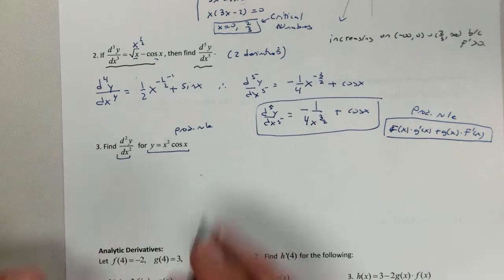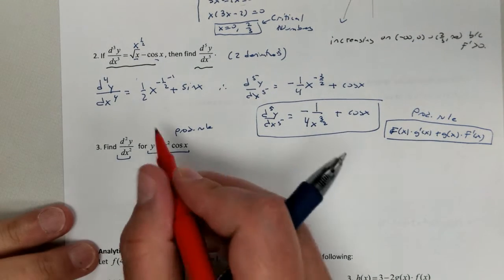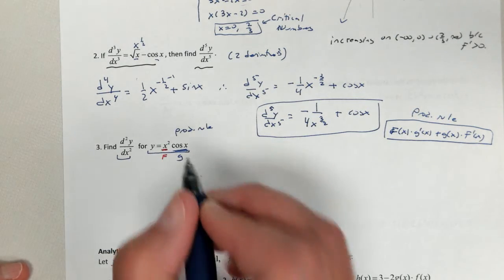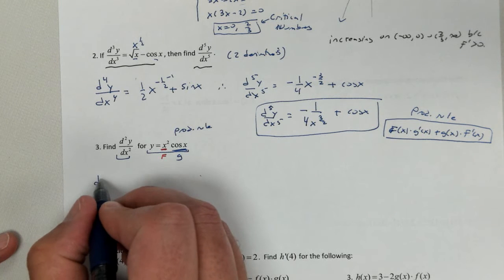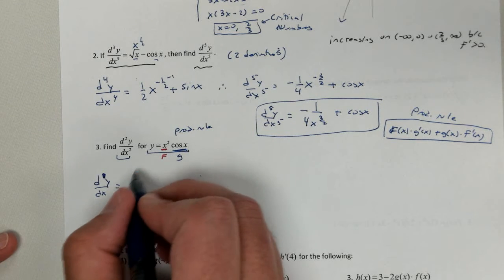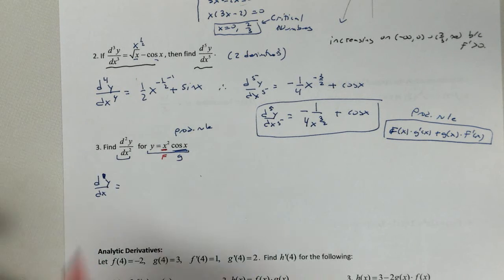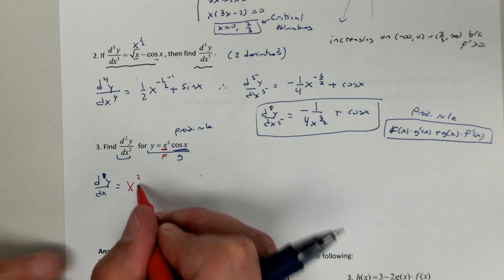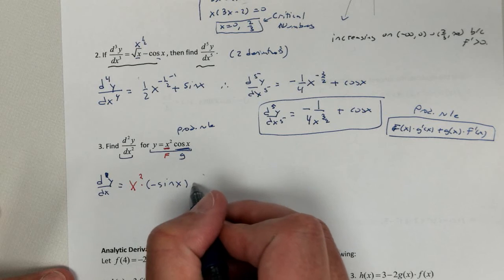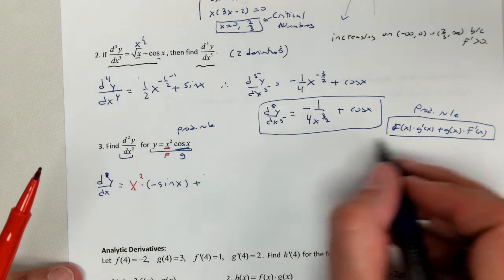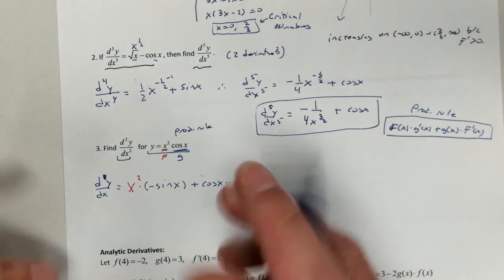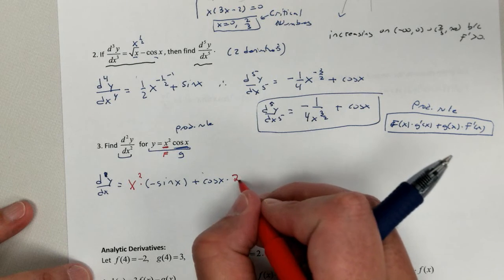Ready? So when I take the first derivative, if I let this x squared be f and this cosine be g, when we take the first derivative, dy dx, we're going to write out the first, x squared, times the derivative of cosine, which is negative sine of x, plus the second, g of x, so cosine of x, times the derivative of the first, which is 2x.